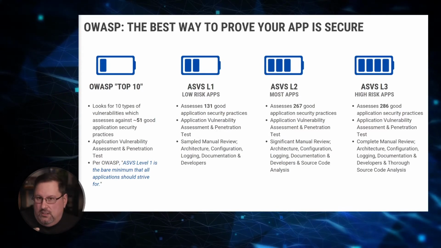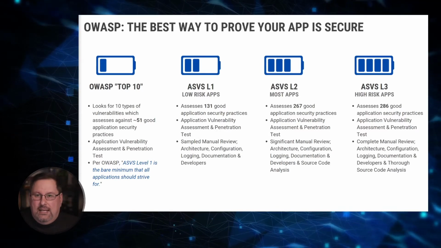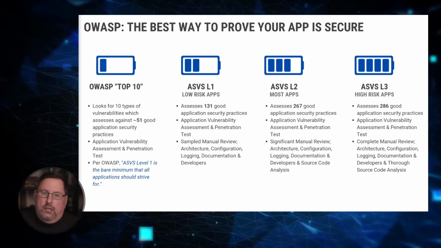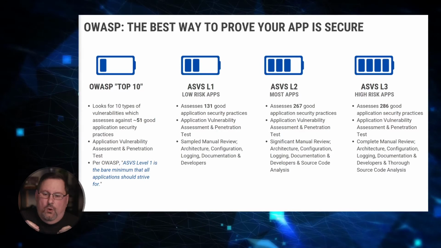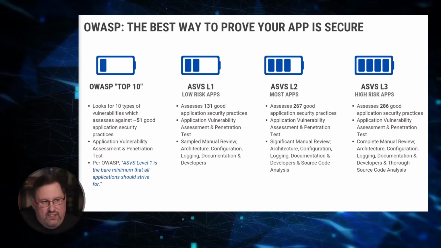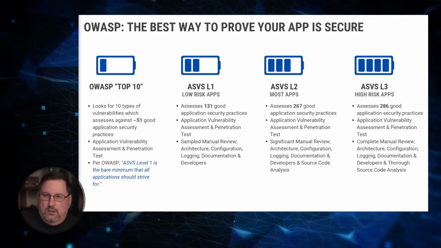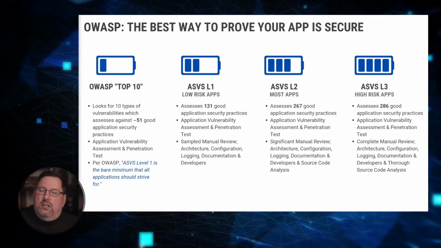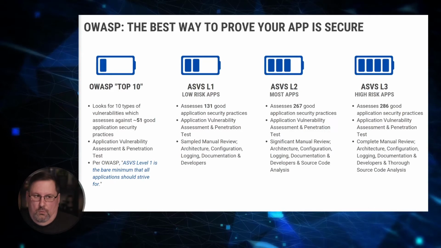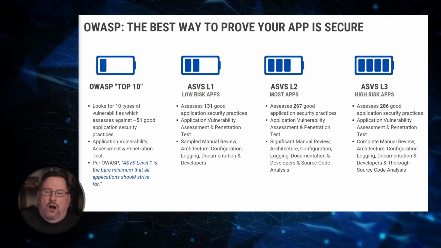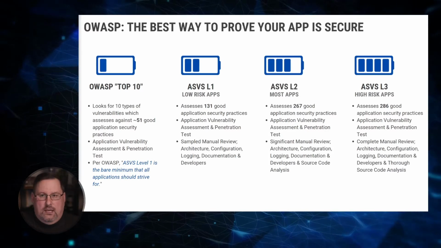And yes, we still consider vulnerability assessments and pen tests as something to consider, but now we're going to start looking at manual review of things. We're going to be looking at architecture and configuration and logging and documentation, and we may need to engage with developers to understand some of that, which are things you can't always do. But in most cases, you can get a majority of the pen testing done from the ASVS L1 side.